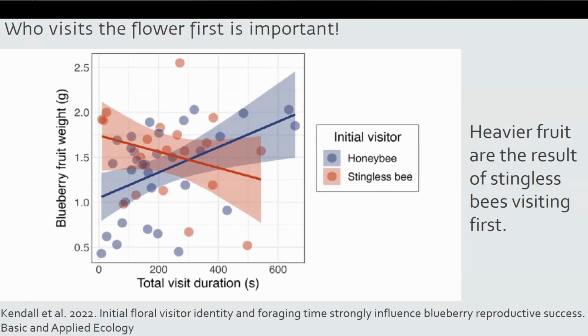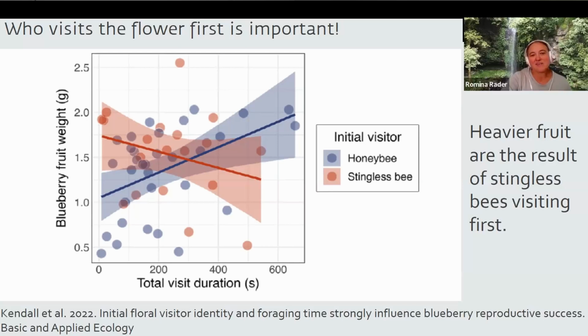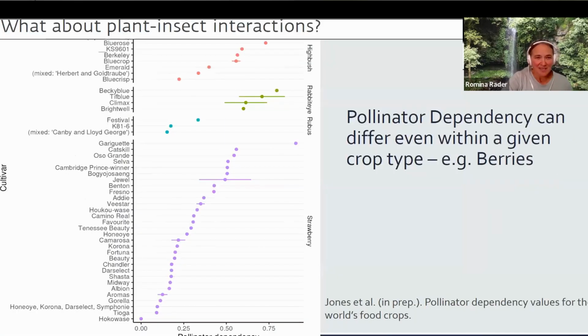But the longer the visit duration, honeybees come in, and then honeybees provide the biggest blueberry fruit weight. So these interactions are really important if we want to optimize agricultural production, particularly in horticulture, where a lot of the crops and cultivars are dependent upon insects. We need to understand these interactions.